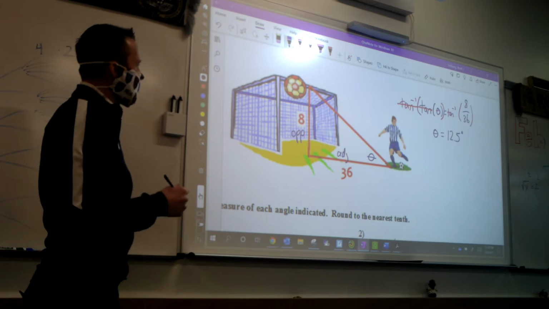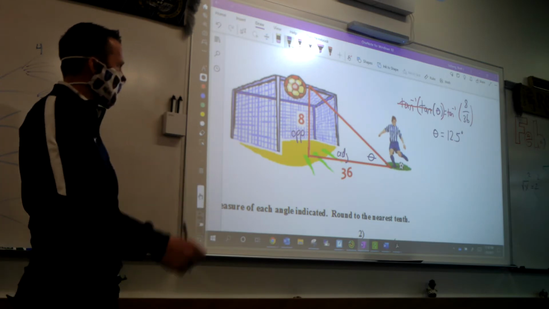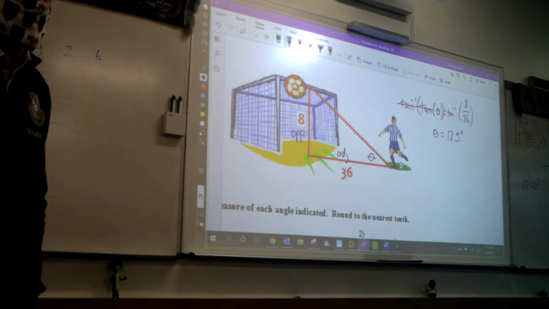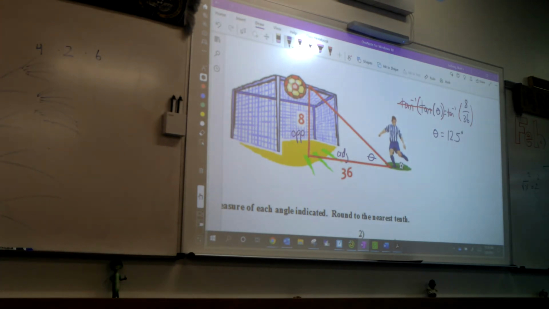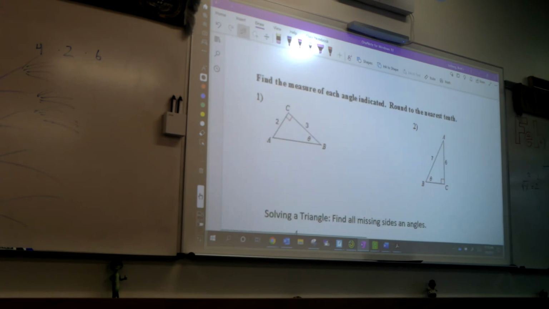All right, so this is how you find a missing angle. You're going to use inverse sine, inverse cosine, and inverse tangent. Does that make sense? Yes. Let's do an example. We're doing 2 here, and then we're going to do 2 solving, and then we're done.